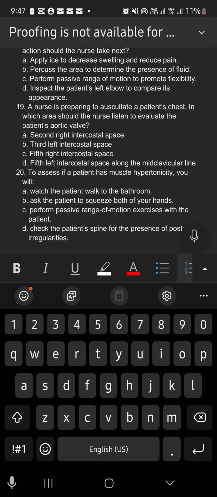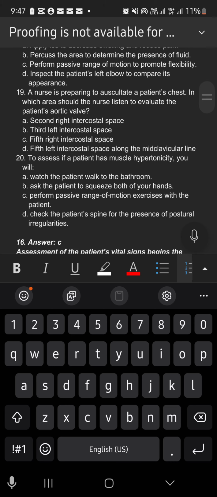A nurse is preparing to auscultate a patient's chest. In which area should the nurse listen to evaluate the patient's aortic valve? An aortic valve is located mostly on the second right intercostal space. If you answered the fifth left, along the mid-clavicular line, that is your PMI, the point of maximum intensity, that is your mitral valve. Fourth or fifth, yes, correct. So the correct answer here is letter A.